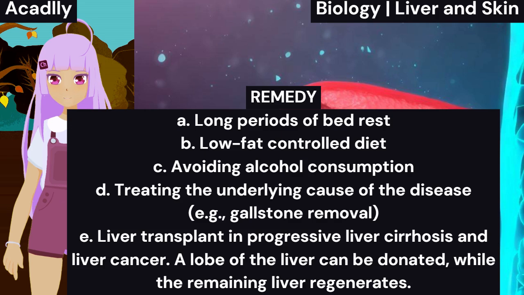Long periods of bed rest. B. Low-fat controlled diet. C. Avoiding alcohol consumption. D. Treating the underlying cause of the disease, e.g., gallstone removal. E. Liver transplant in progressive liver cirrhosis and liver cancer. A lobe of the liver can be donated, while the remaining liver regenerates.